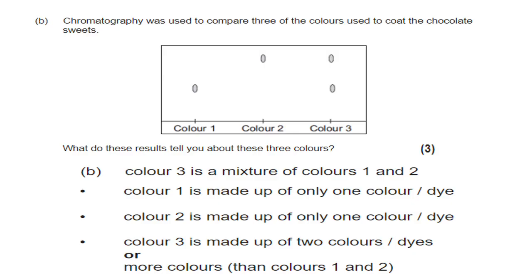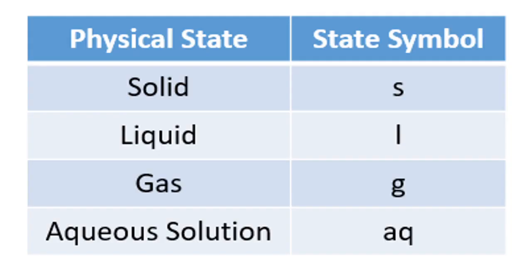And here's a real life exam question, if you want to pause and have a quick look at that. Next, you need to know these state symbols. Everyone knows S, L and G. AQ means aqueous, a solid dissolved in water. So if I have pure water and I put salt into it, it's NaCl(aq) because it's salt water.